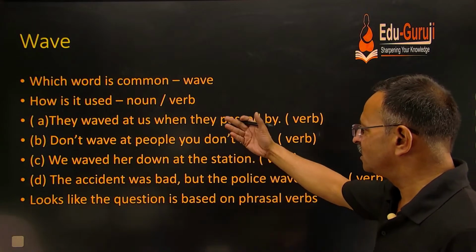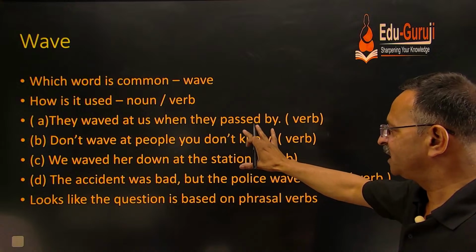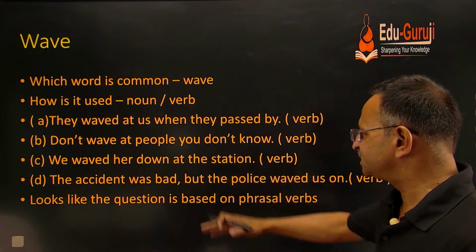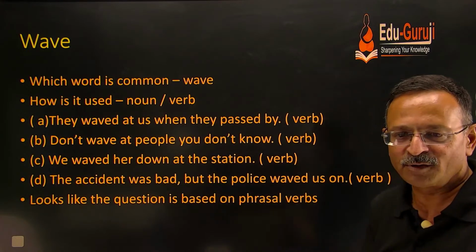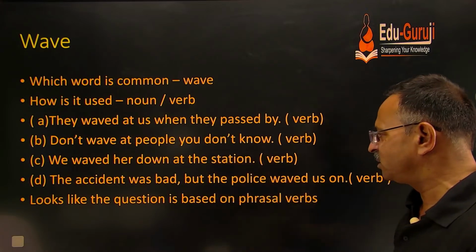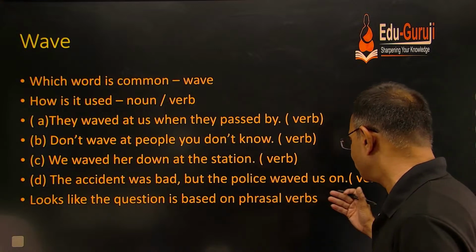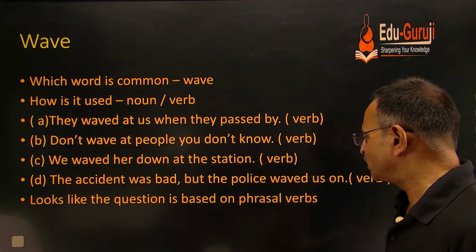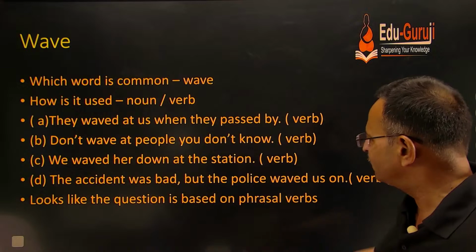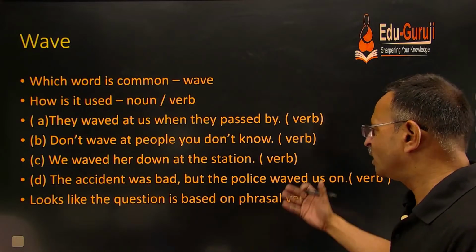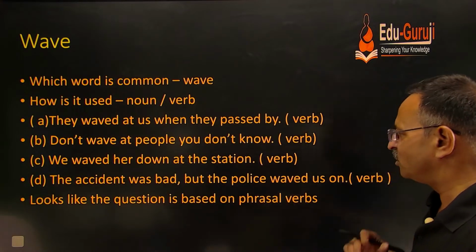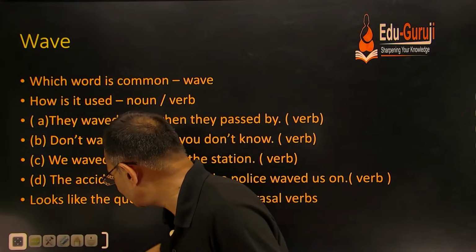So which is the common word? It is wave. How is it being used? It's a noun and verb. They waved at us when they passed by, so it's been used as a verb. The second is: don't wave at people you don't know. It's again a verb. And then the third is: we waved her down at the station, verb. The accident was bad, but the police waved us on. So it looks like the question is based on phrasal verbs. If we look at all these, every sentence has a verb as a phrasal verb. So let's see how we can solve it.